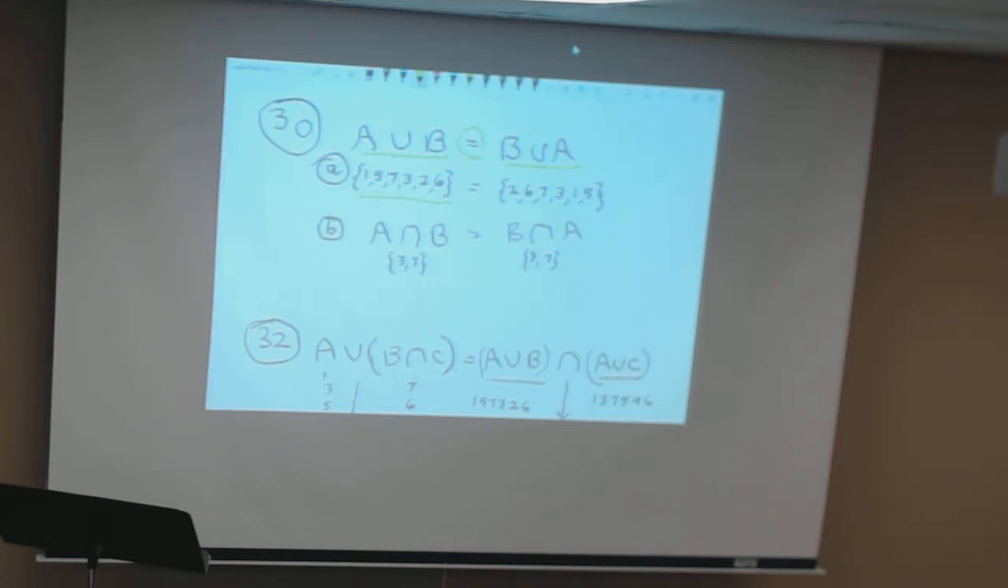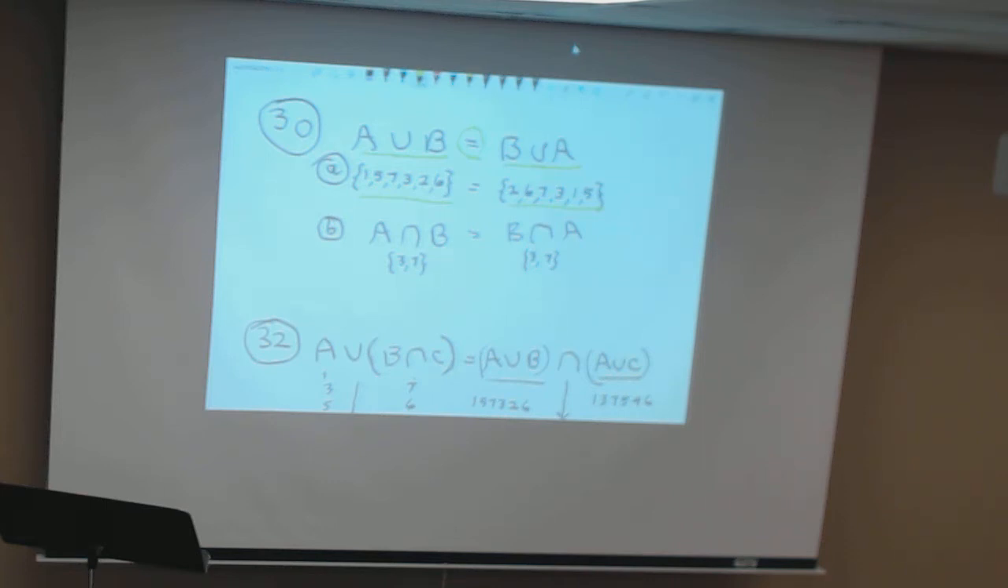And let's look at B union A. Cover up B union A. What is that? 2, 6, 3, 7, 1, 5? 2, 6, 7, 3, 1, 5? Are those two sets equal? 1, 2, 3, 5, 6, 7. 1, 2, 3, 5, 6, 7. Yes, they are. They're just out of order.